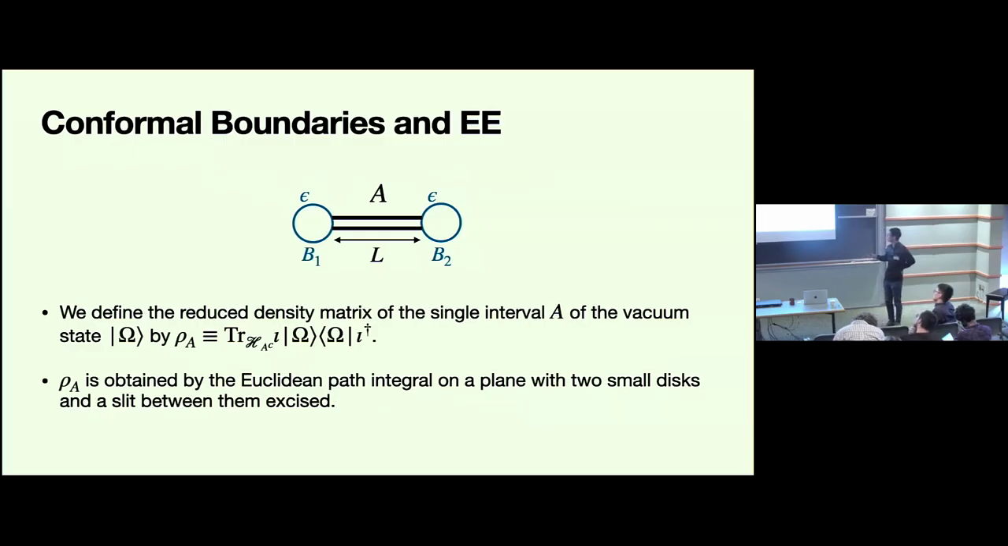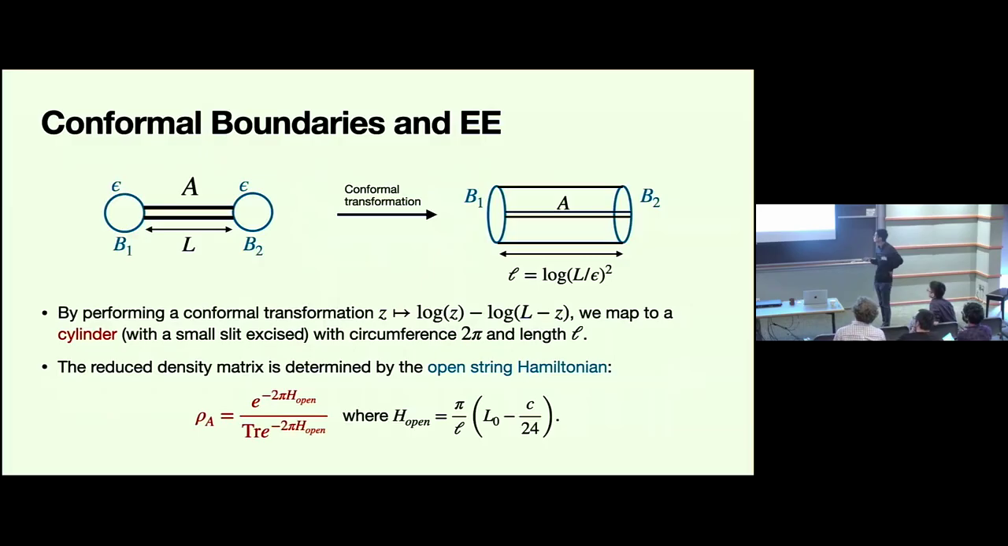In terms of the Euclidean path integral, such a reduced density matrix will be represented by this kind of picture. I'm doing a path integral on an infinite plane, where I have two small disks and also a small slit connecting the two disks, excised from the plane. On the disks, I impose boundary conditions B1 and B2. Now, by performing a conformal transformation, this geometry on the left-hand side can be mapped to a finite cylinder, where my interval A now lives here.